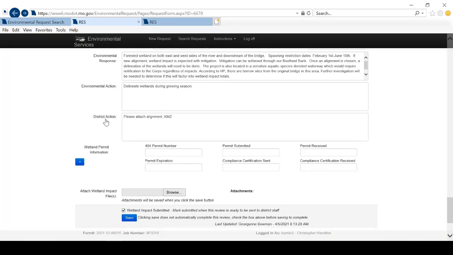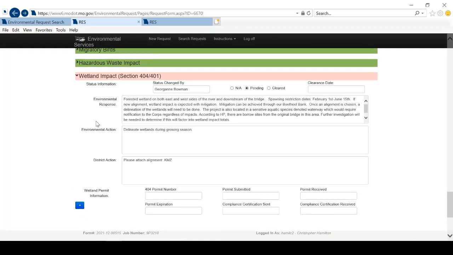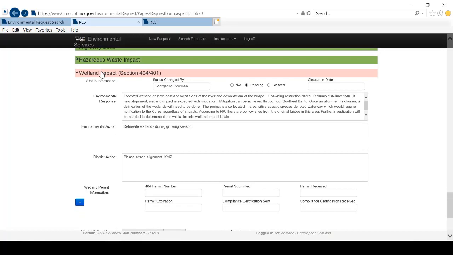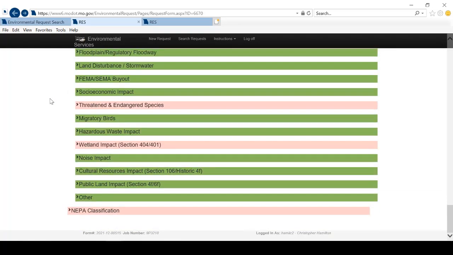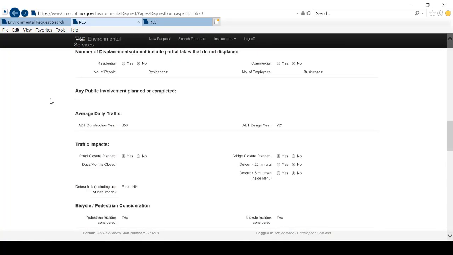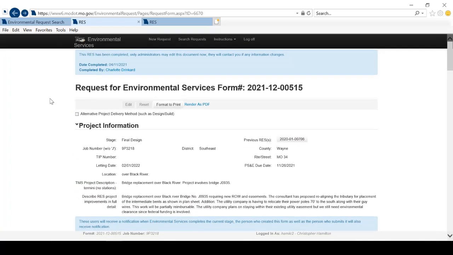And then the district action section, we talk about attaching a KMZ file for this specific request. A KMZ file, once again, is a Google Earth file, and that's usually something that's going to give us more information. So the district action section is very important. It's what we're asking of the district to help us further investigate what needs to be done on the project. So that in a nutshell is what the RES is all about.